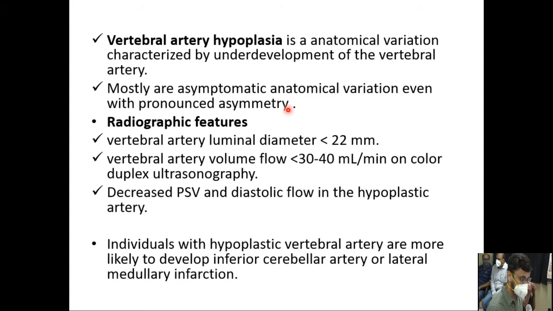So this was a normal anatomical variant noted in the right vertebral artery, which is characterized by underdevelopment of the vertebral artery. Mostly the patients are asymptomatic, and it is a normal variation. On radiographic findings, significant luminal narrowing, if it is less than 22 mm, is quite significant, and the vertebral volume flow is usually less than 30 to 40 ml per minute, and there is decreased peak systolic velocity and diastolic flow in the hypoplastic artery. Normally they are asymptomatic, but in a few cases they have more chance of developing posterior inferior cerebellar artery infarction or lateral medullary infarction.